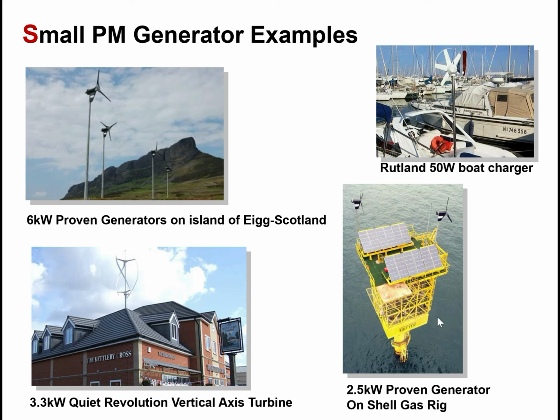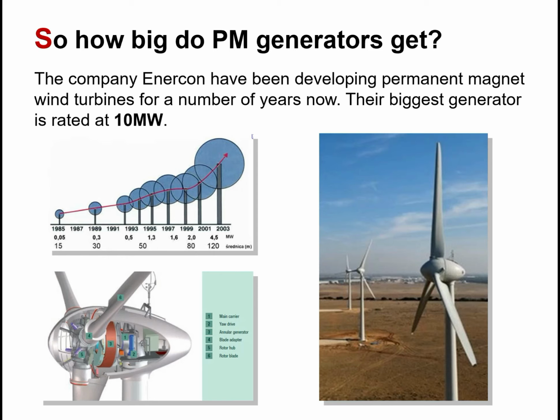Another type of small PM generator is the 2.5 kilowatt Proven generator on the Shell gas rig. This is in the middle of the sea, and this type of generator is supplying power to the gas rig. But also, permanent magnets could be really big. The company called Enercon have been deploying permanent magnet wind turbines for a number of years, and their biggest generator is 10 megawatts. Can you imagine? Yes, 10 megawatts. All right, so how big could this go?